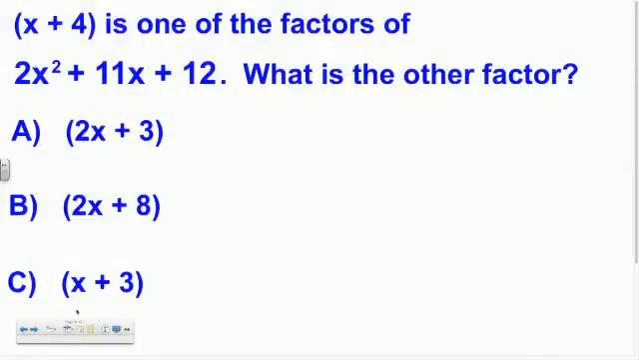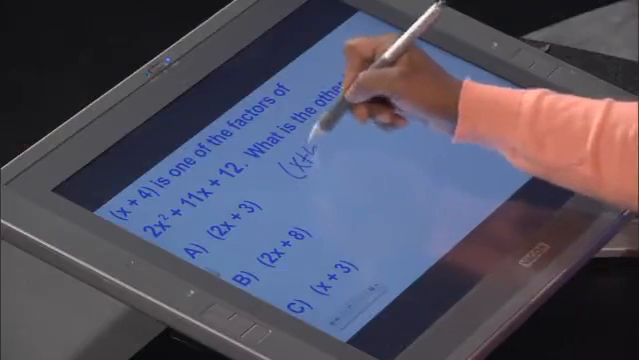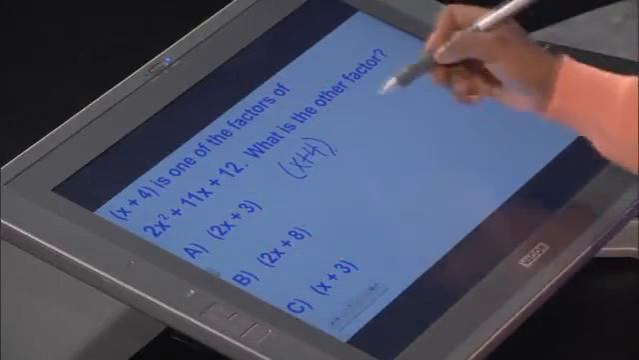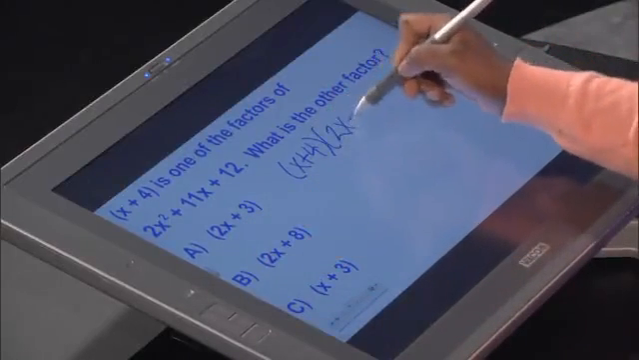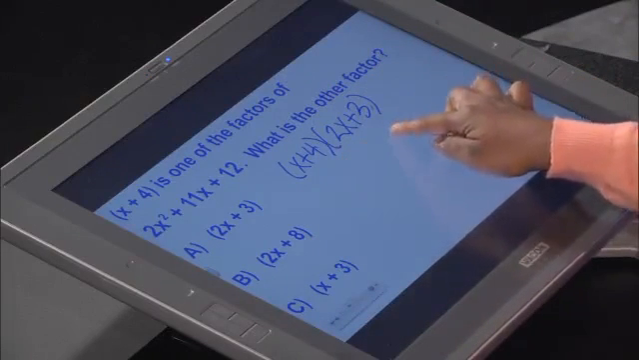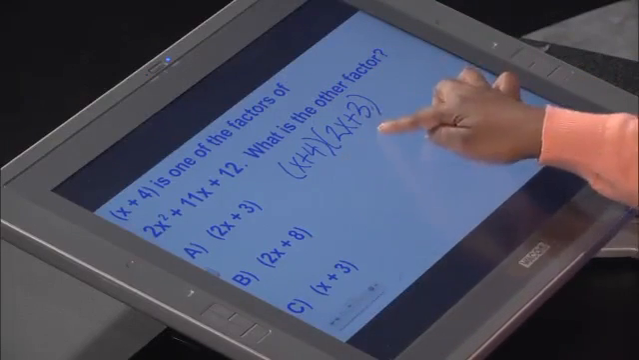Okay, so if it's A, let's see. Get my pen going here. I'm going to write out my factors so I know what I'm putting in the calculator. I know that x plus 4 is a factor. So this I know. And I need to see if 2x plus 3 is the other factor. Okay, so that's the first thing I'm going to enter into y2. X plus 4, 2x plus 3.